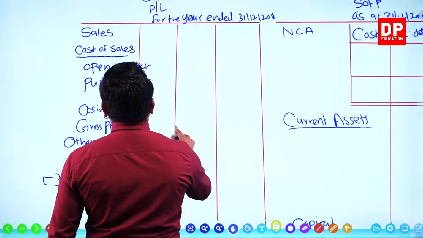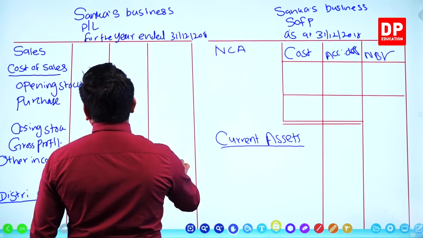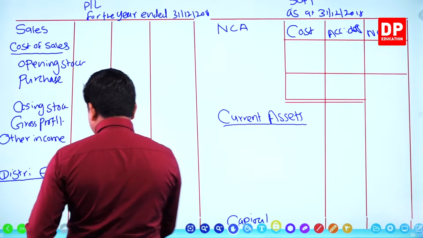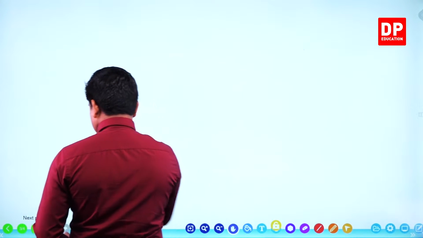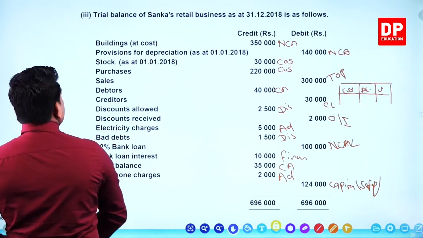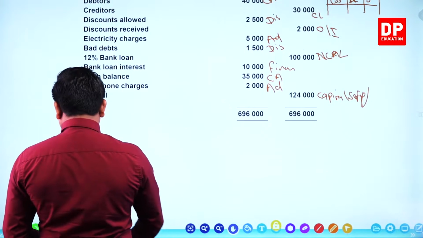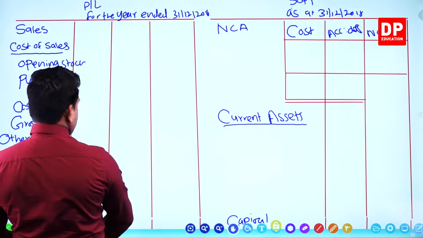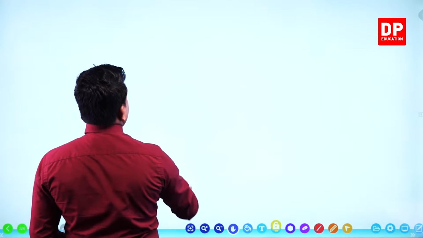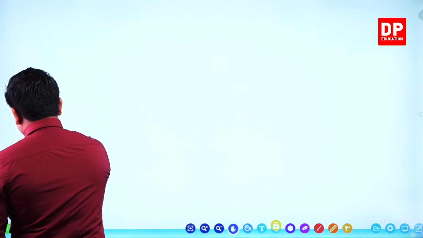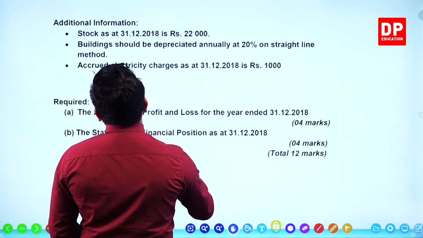You know the method. First we do the additional information detail, right? Now you move to the additional information, right? Yeah, this is the trial balance details. After that we can see additional information, right? Additional information, yeah, this is the additional information.